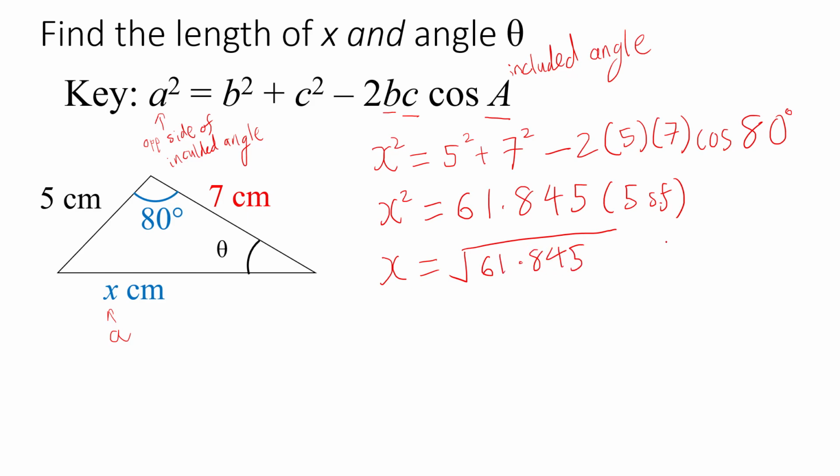61.845. Now, just take note, even though I write 61.845, as far as possible, use the answer in calculator. So when you get this answer, you should be able to use answer. So you just square root the answer, and you should get 7.86 cm. And this is in 3SF.